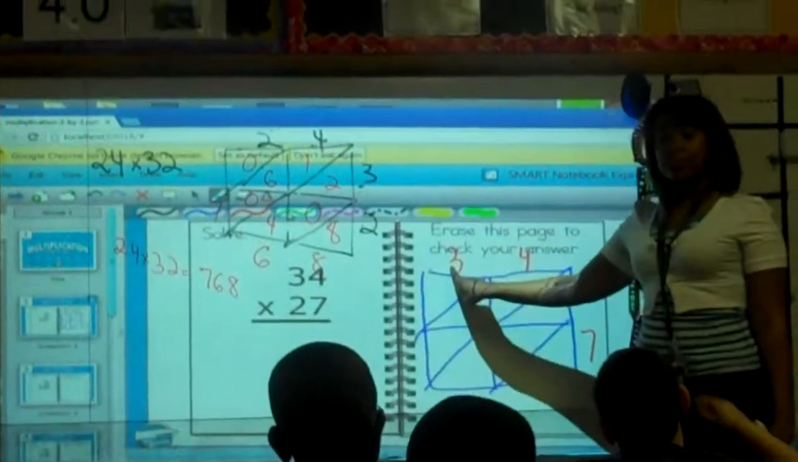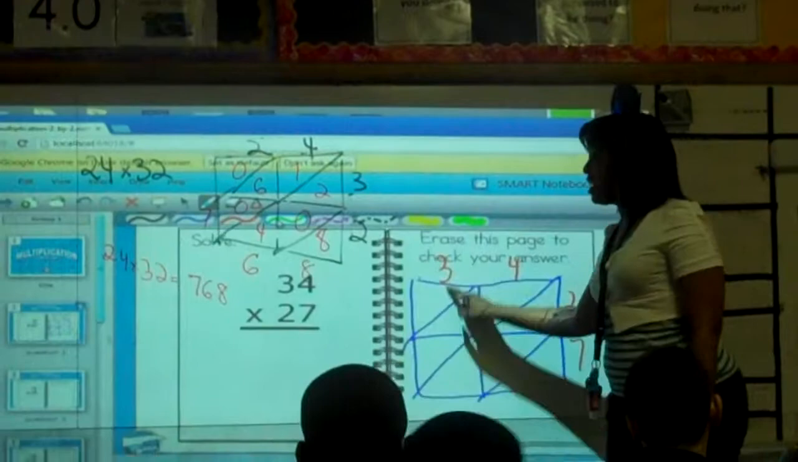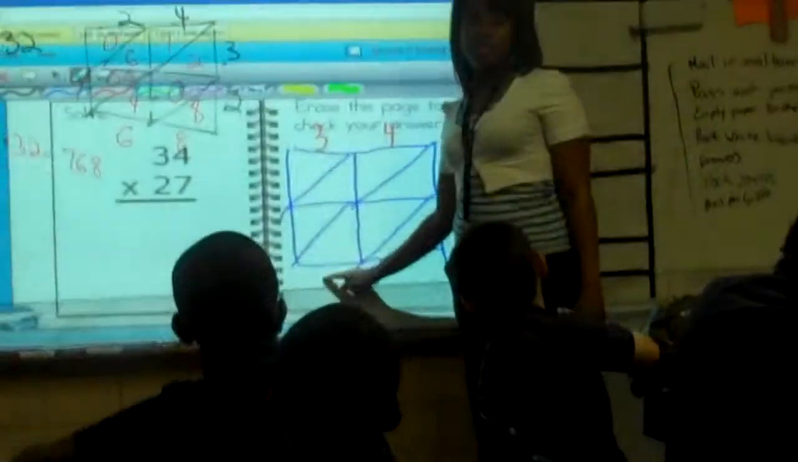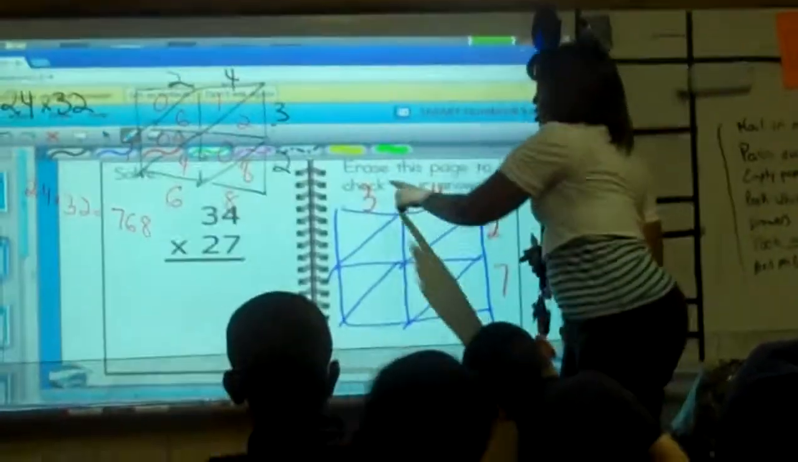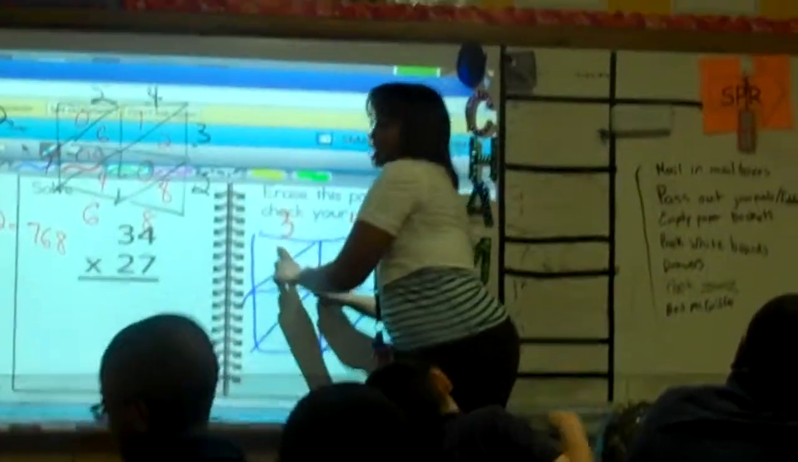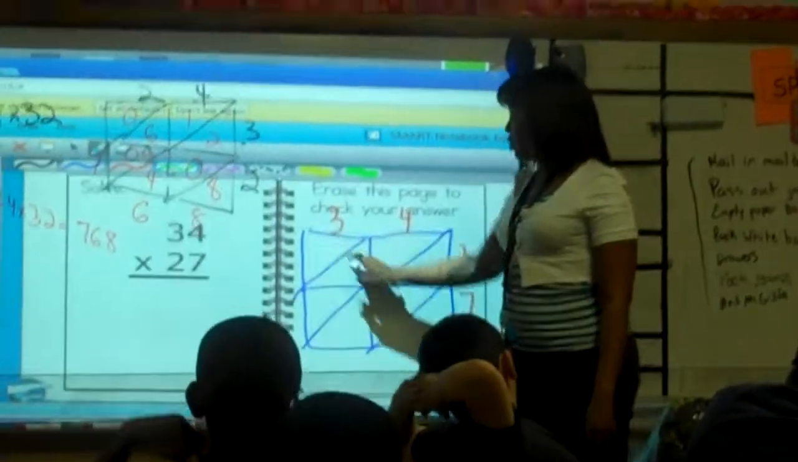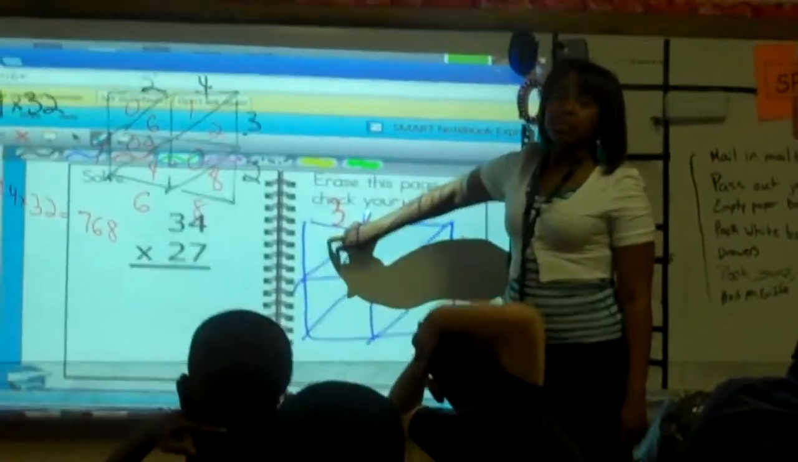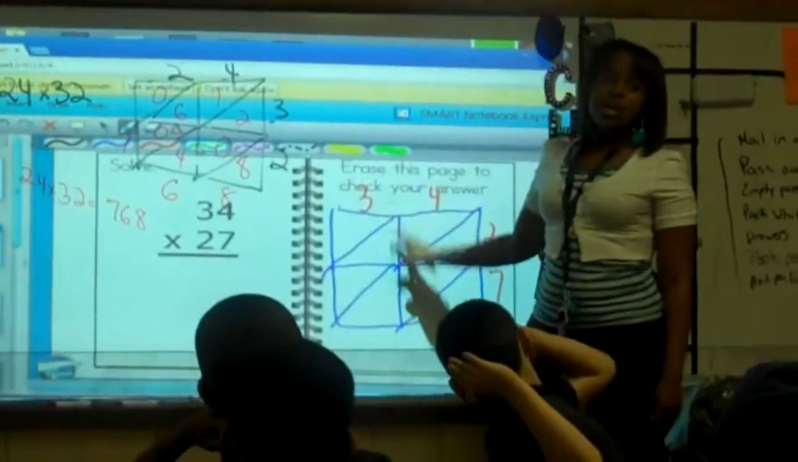So 3 had to go with 2. So 3 is right here. Anything times 3 is going right here. Anything times 2 is going right here. So since we know that this is 3 and this is 2, this is the box that 3 times 2 has to go in. We know it can't go here because this is the 7 column, not the 2 column. So 3 times 2 goes right here because it's under the 3 and in the same row as 2. So 3 times 2 is what? 6.